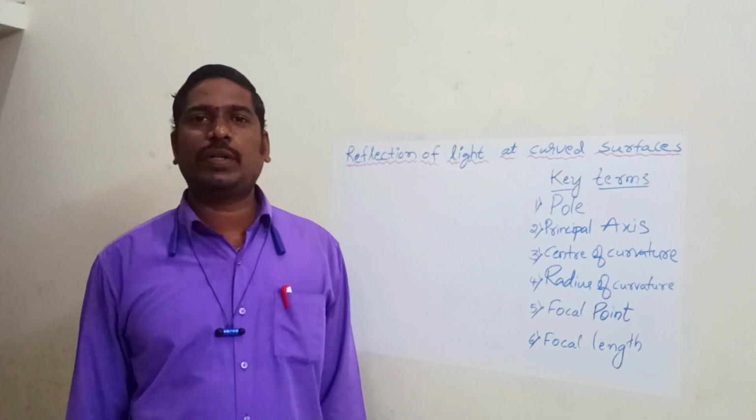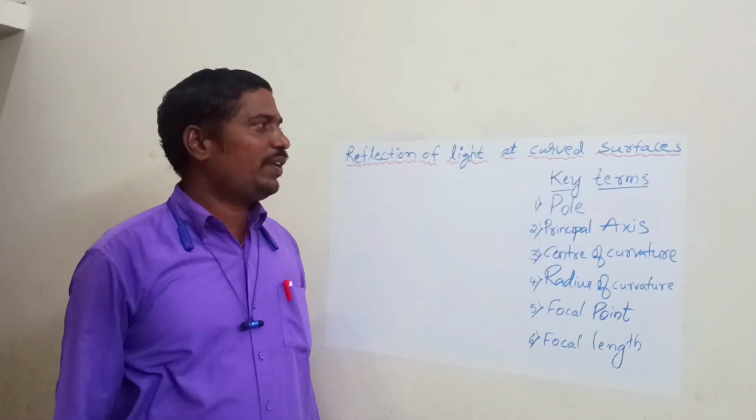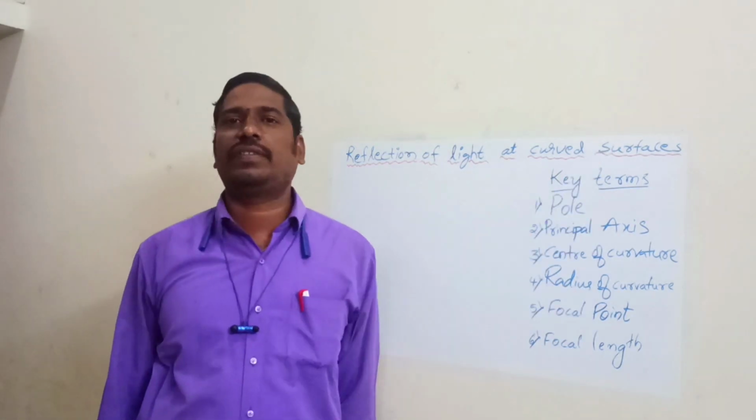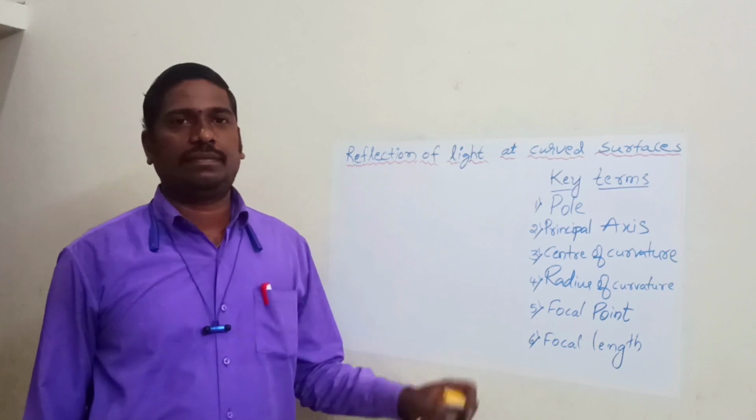Now I am going to explain key terms. Key terms in the reflection of light at curved surfaces. These are the key terms in this lesson.